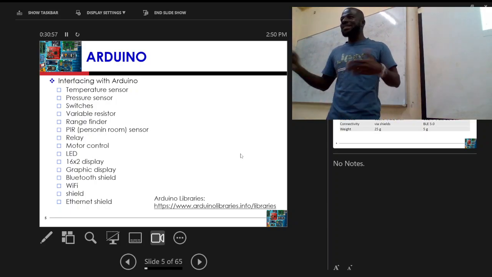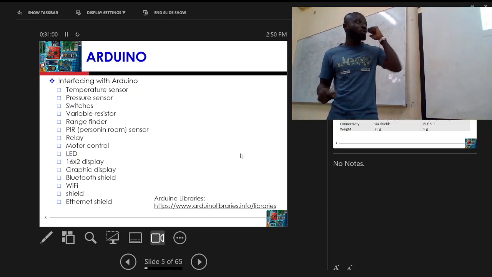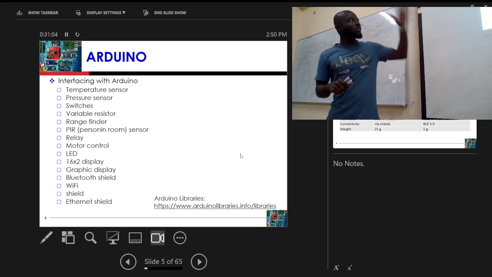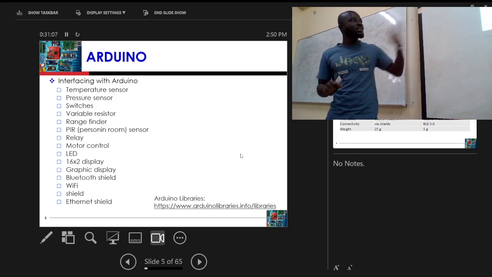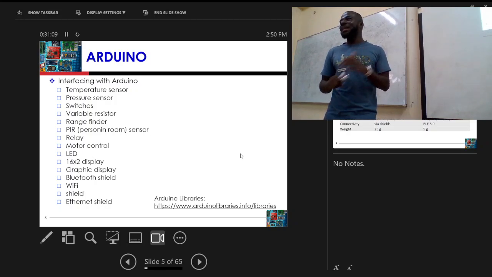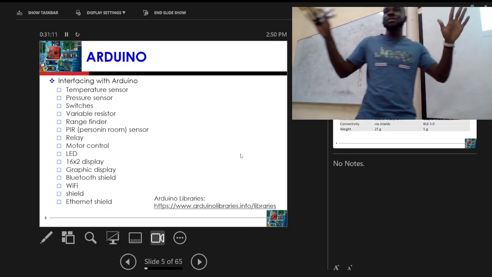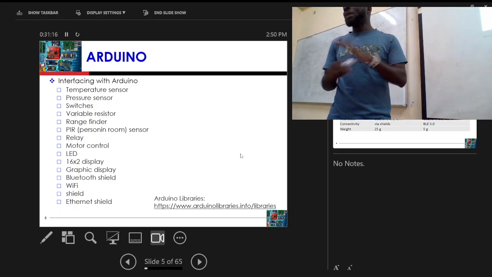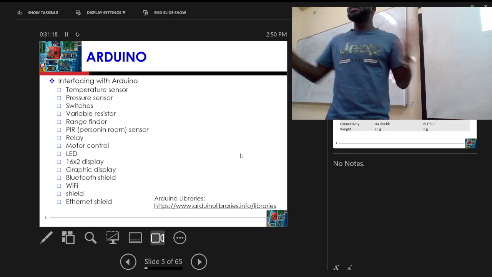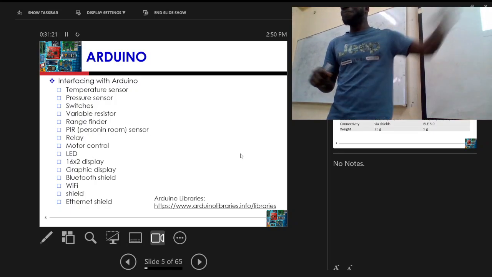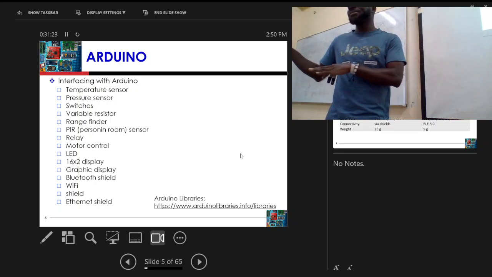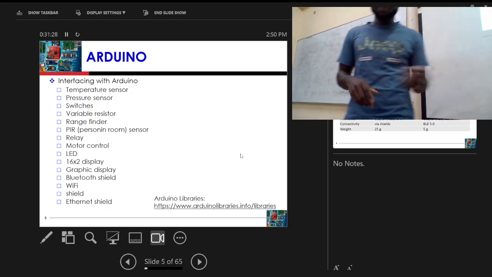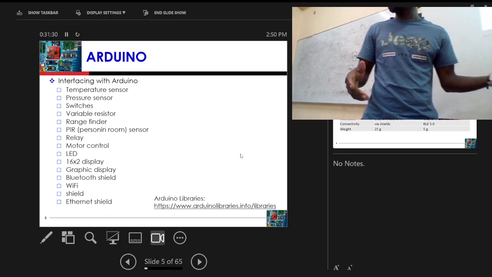Temperature sensors, pressure sensors, switches, LED displays and stuff like that. All of these sensors can be integrated with the Arduino board. And I think the last time I said that the Arduino consists of libraries. We only use libraries. That is what makes the Arduino very easy to learn. There are libraries for everything. Just know how to use the libraries and then you are fine. You don't have to write code from scratch. Nobody does that anymore, actually. There are libraries available for you to use.